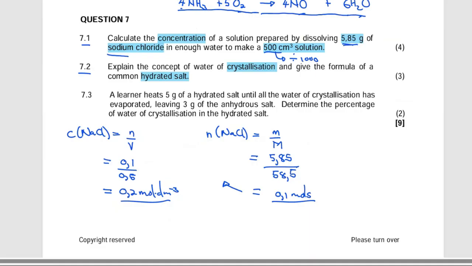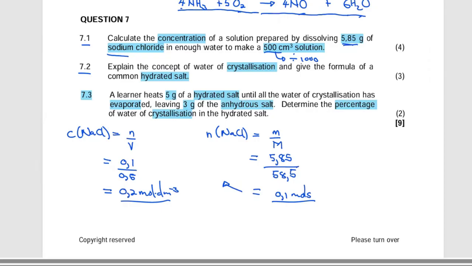Then moving on to question 7.3, it says a learner heats 5 grams of a hydrated salt until all the water of crystallization has evaporated, leaving 3 grams of the anhydrous salt. So anhydrous salt means without water. Determine the percentage of water of crystallization. So we're looking for the percentage of the water of crystallization in the hydrated salt, right?